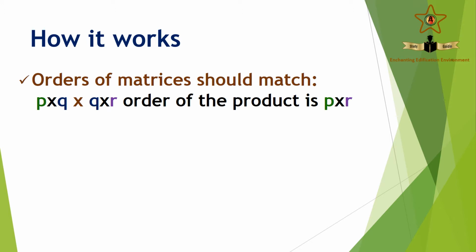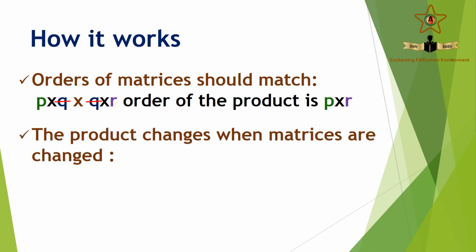And in our product, that means the result, we get a matrix of P by R, which means the number of columns of the first matrix as well as the number of rows in the second matrix are deleted. So we get a P by R matrix.